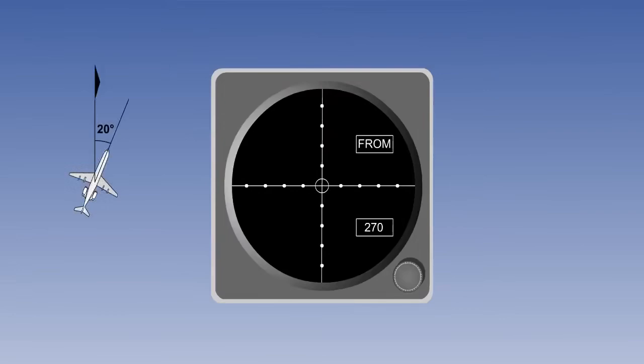It is important to note that the aircraft can be on any heading and be on the 270 radial. Our aircraft is on a heading of 020. It could have been heading 160 or 220. It makes no difference. It is still on the 270 radial from the VOR.